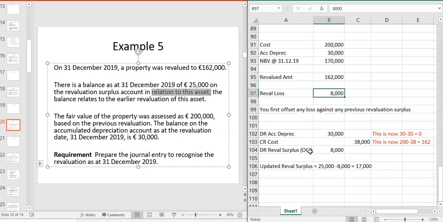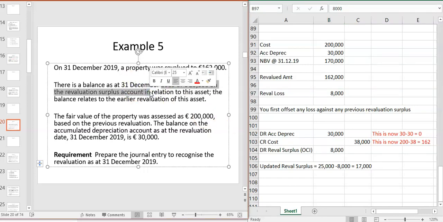That is an example where you have a previous revaluation upwards, which means you have a revaluation surplus, and then a subsequent reval downwards. And the rule is there, the loss is wiped out against the existing surplus first.